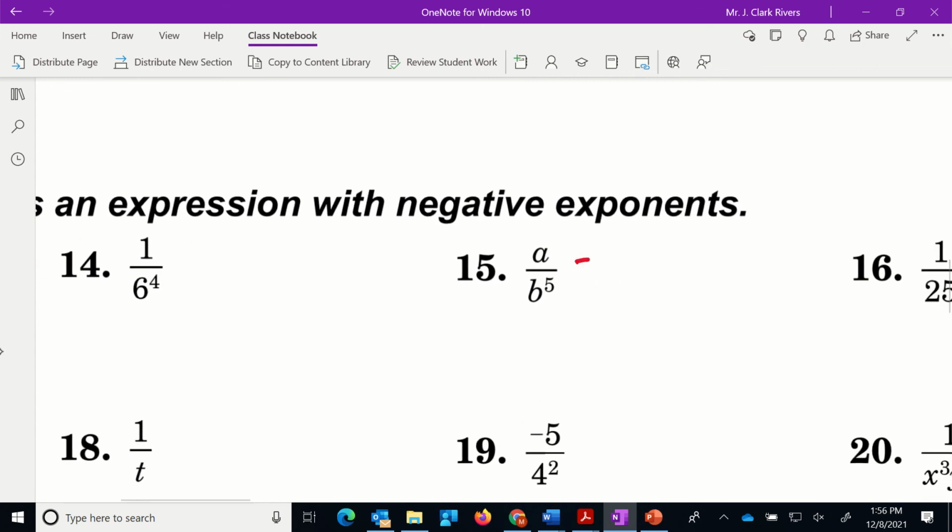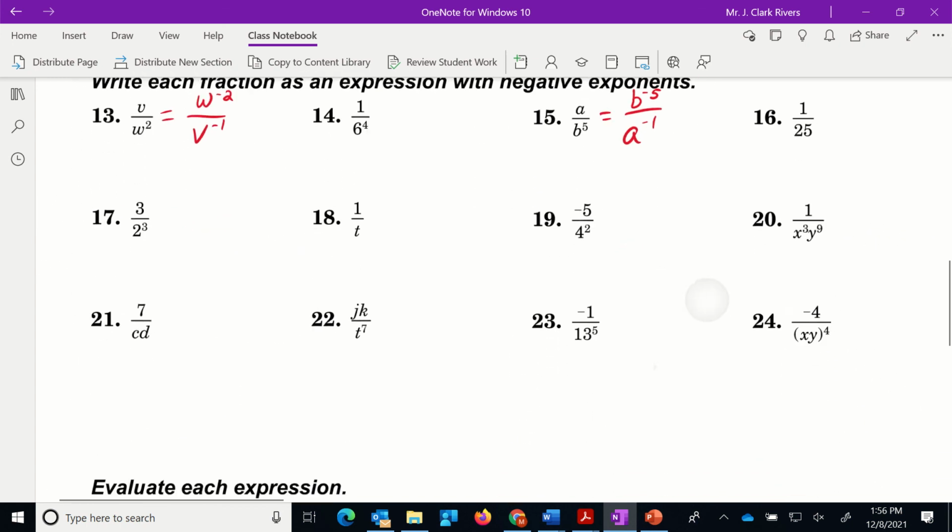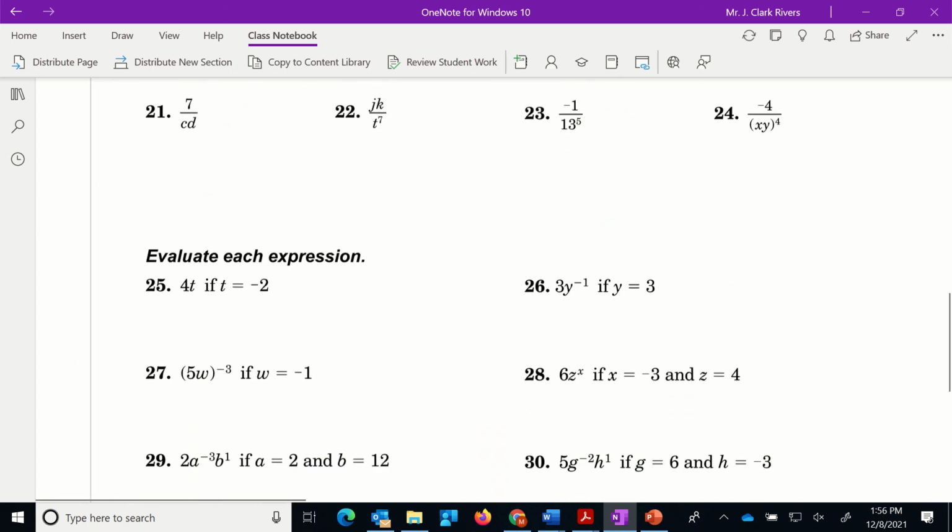Let's take a look at 15. That's a to the power of positive 1. We're going to bring it down to make it a to the power of negative 1. B to the power of 5. We're going to bring it up to the numerator to make it b to the power of negative 5. So there you go. That's how that's done. I think that's pretty self-explanatory. Do your best on these.